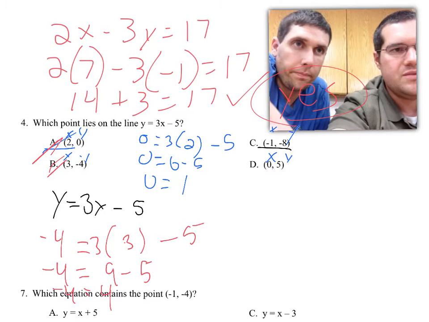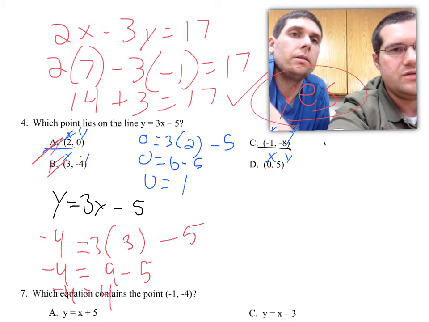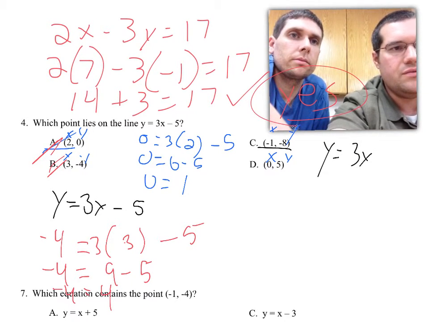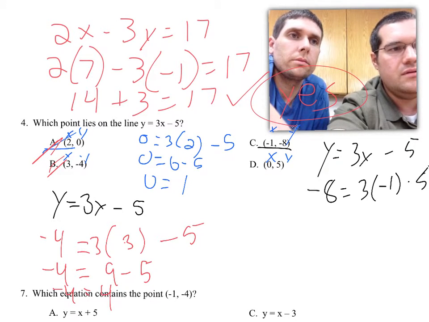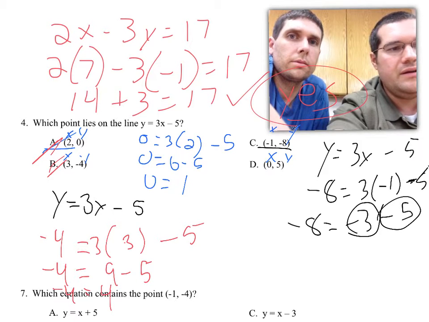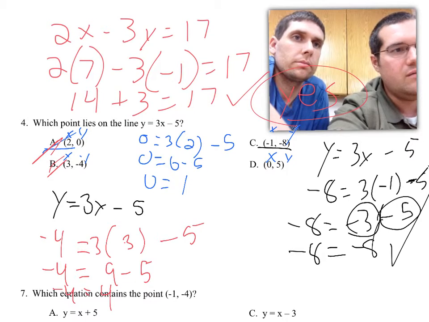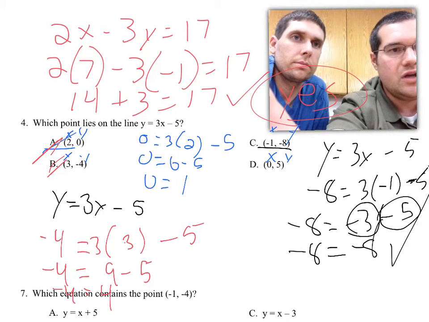I'm going to plug these ones in. I rewrite my equation. y equals 3x minus 5. y is negative 8, x is negative 1, minus 5. Alright, and negative 8 equals negative 3 minus 5, combine my like terms there, negative 8 equals negative 8. Hey, we got a winner. That one does check out, so I'm going to tentatively circle C.